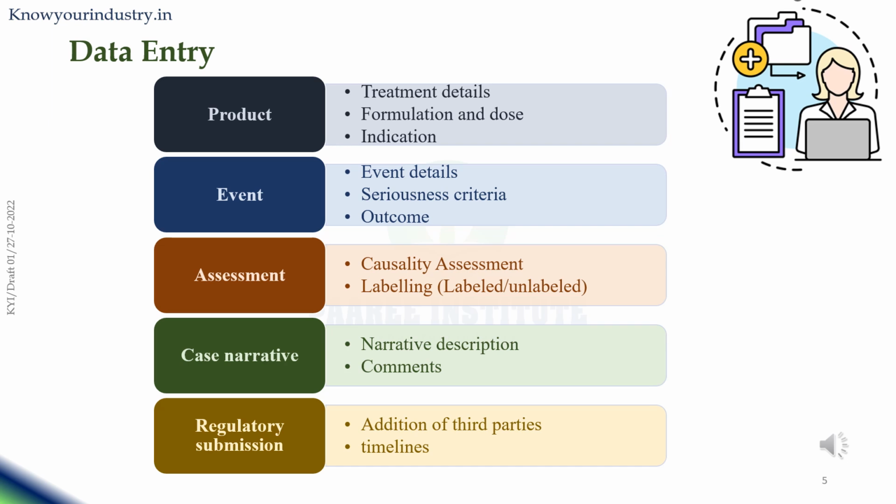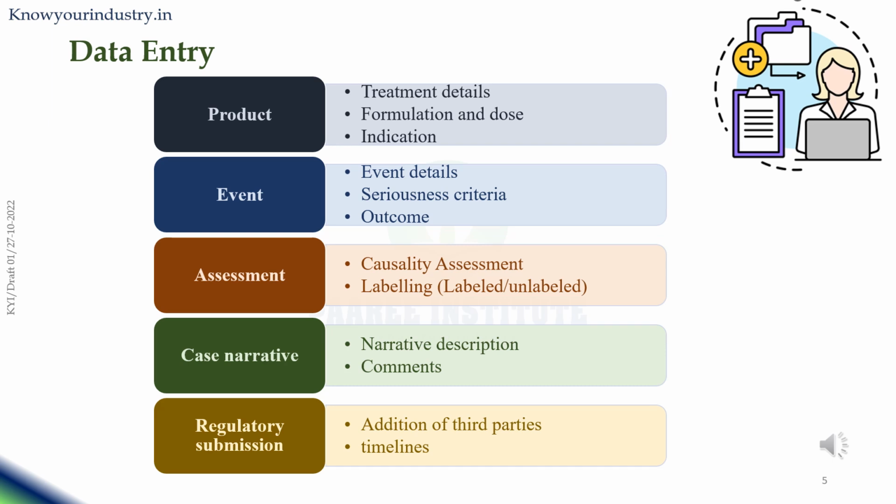Let's look into them one by one. Product details. In the Product tab, all the details of the products reported in the case will be entered. Product type will be selected for each product, that is, suspect product, concomitant drug, or past drug. Treatment details include start and stop dates of the treatment, based on which the treatment duration is calculated. Then the product formulation and dose details will be entered, including the dose regimen, frequency, and total dose. Finally, the product indication, for which the patient has taken this drug, will be entered using MedDRA coding.